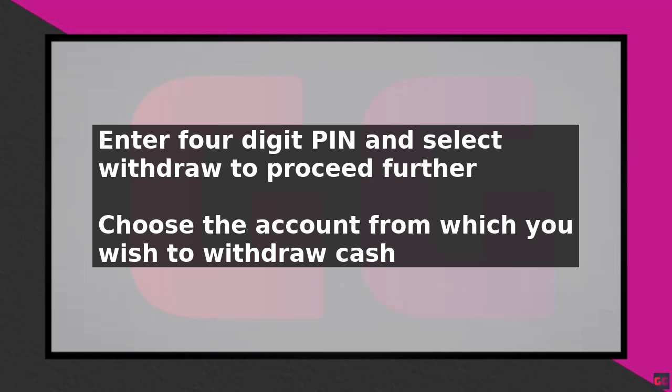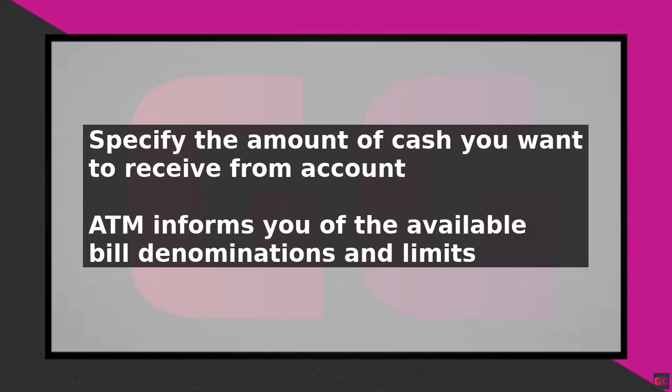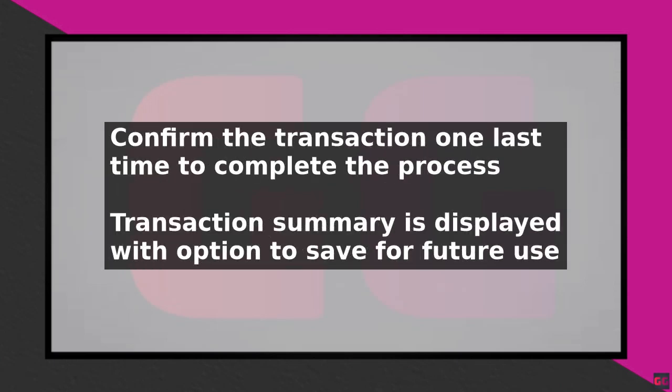Select Withdraw to proceed. On the subsequent screen, choose the account from which you wish to withdraw cash, in this case, a checking account. You will then be asked to specify the amount of cash you want to receive. The ATM will inform you that it only dispenses $20 and $100 bills, with a daily limit of $1,000. Once you have selected the desired amount, the ATM will process your transaction and dispense the cash.